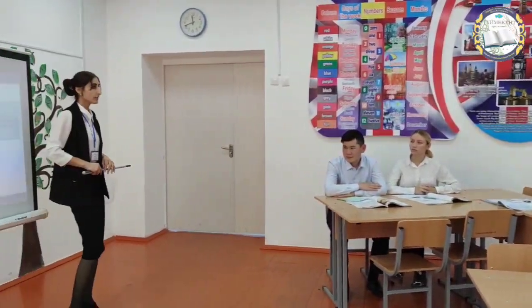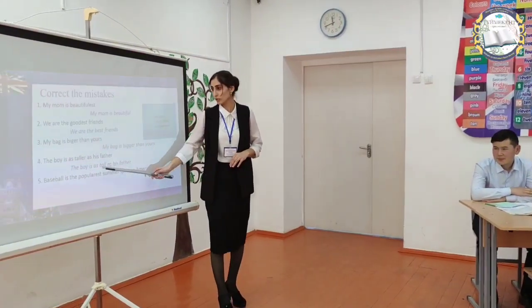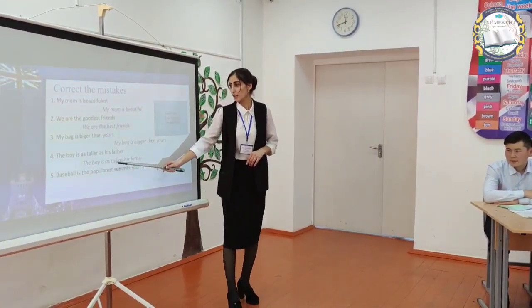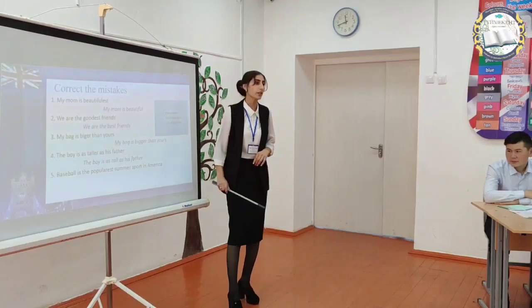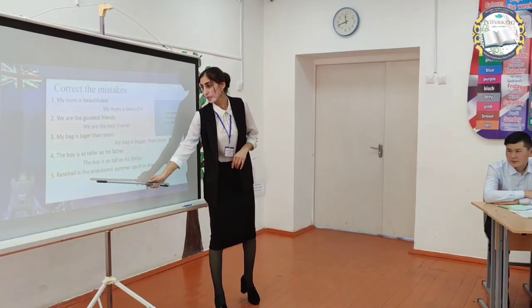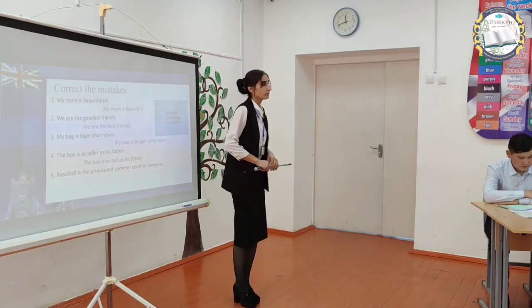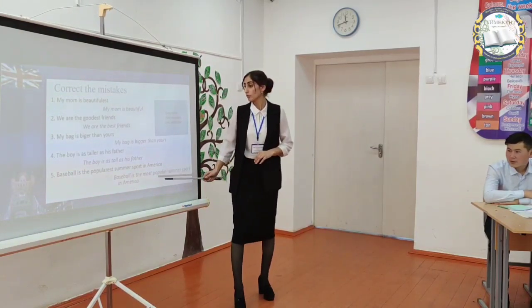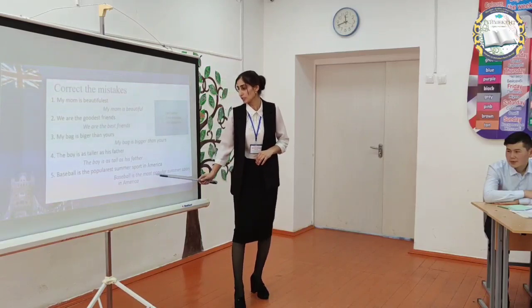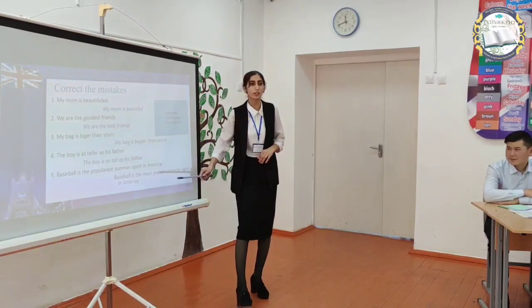The fourth. The boy is as taller as his father. Do we have a mistake? Yes. The right answer will be the boy is as tall as his father. And the last sentence. Baseball is the popularest summer sport in America. Do we have a mistake? Yes. Which one? Most probably. Most popular. Baseball is the most popular summer sport in America.